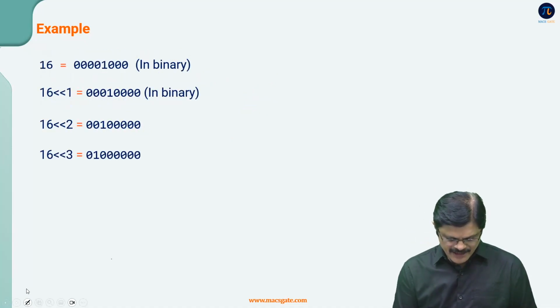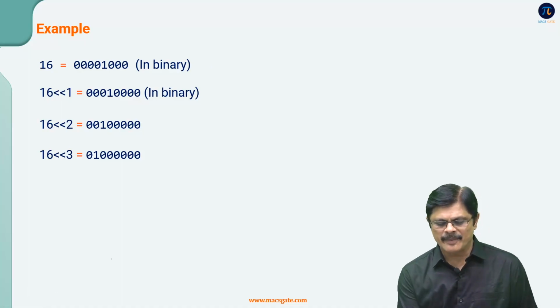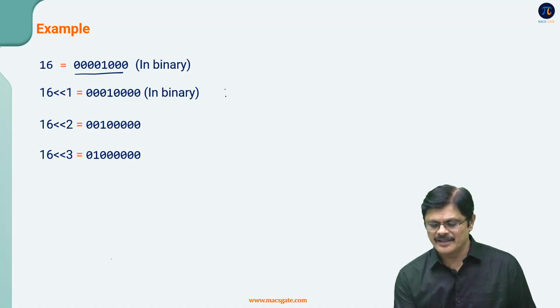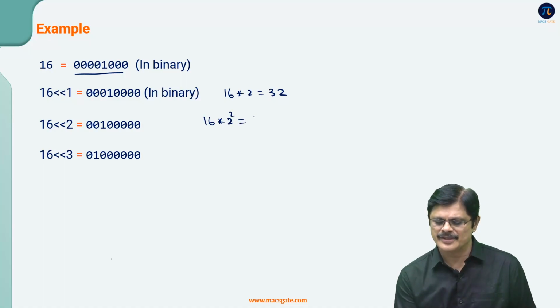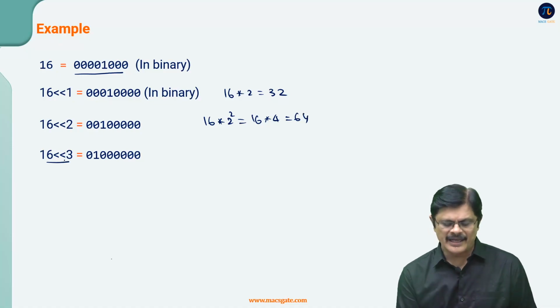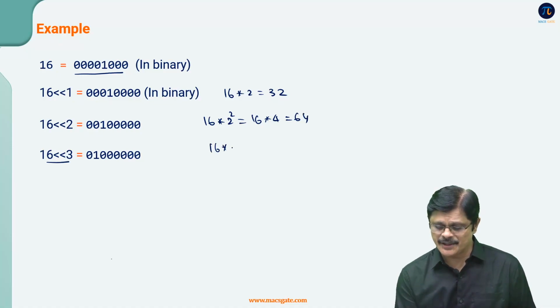Now let us consider the left shift, 16 in binary format assuming an 8-bit number, 16 left shift by 1 bit. You can obtain it by multiplying 16 with 2. 16 into 2 is 32. Left shift by 2 bits, 16 into 2 square, which is nothing but 16 into 4, that is 64. And left shift by 3 bits, 16 into 2 cube, which is nothing but 16 into 8, that is 128.